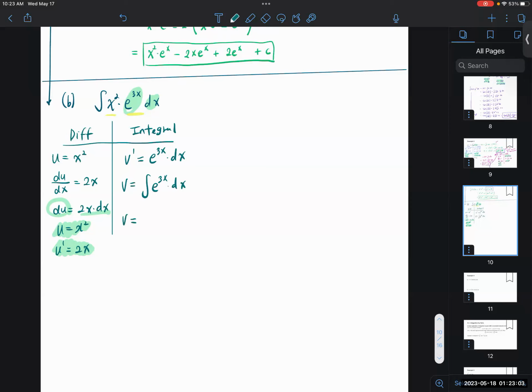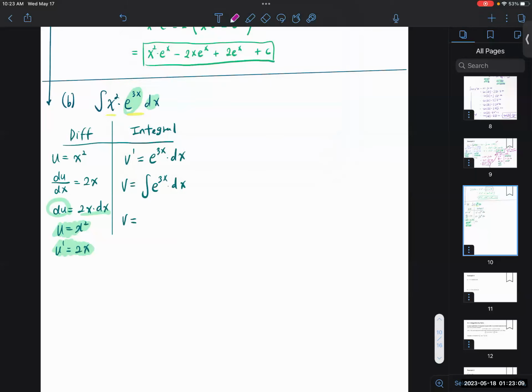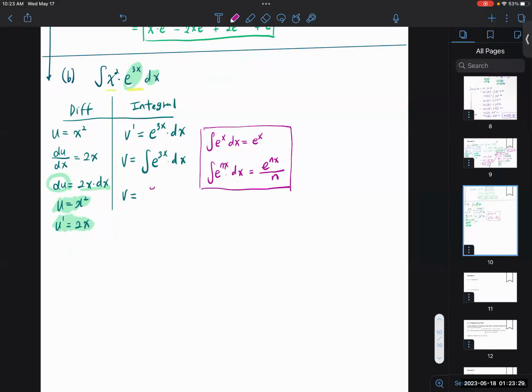So what is it? Many people forgot. I'm going to make a big note. If you remember, integral of e to the x is always e to the x. But integral of e to the nx, with n a constant, go back to the table, you're going to have e to the nx, keep it, and divided by the constant. Do you remember that? So based on this idea, it is going to be e to the 3x divided by 3. So that's your v. So we have everything. V is e to the 3x over 3. V prime is e to the 3x dx.